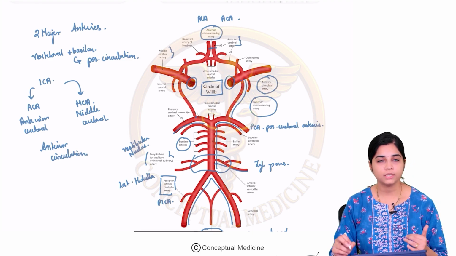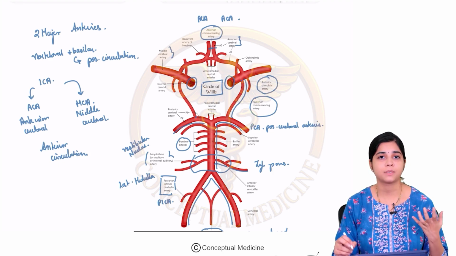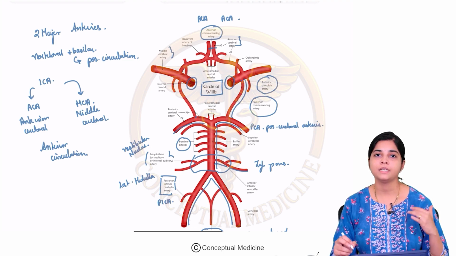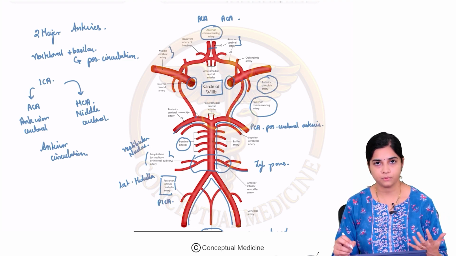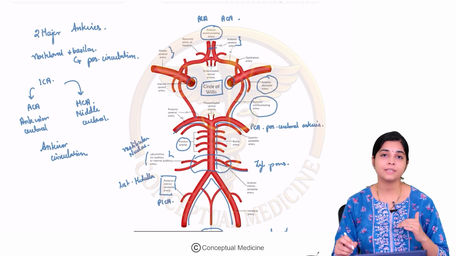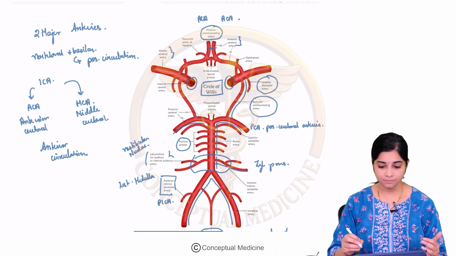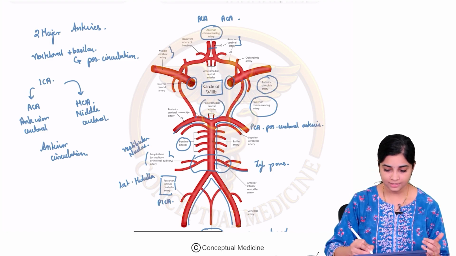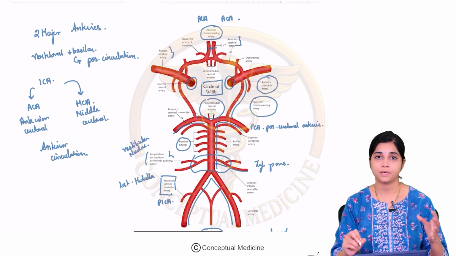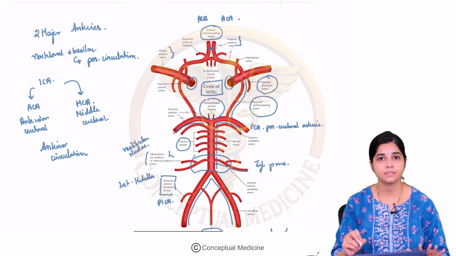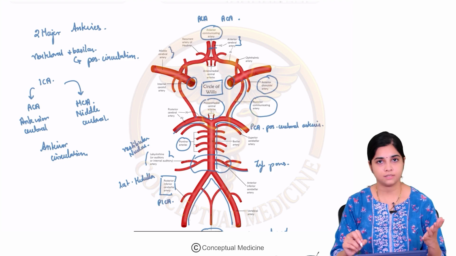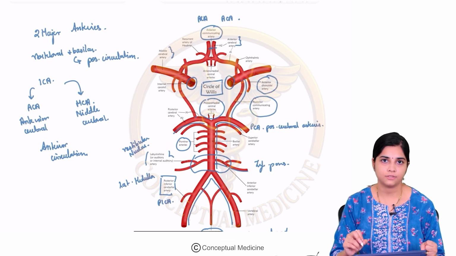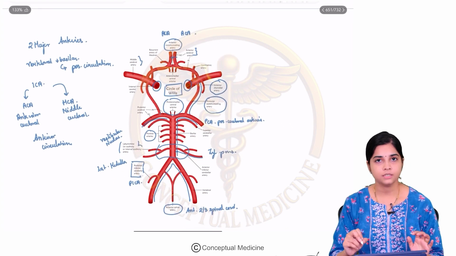So what does the ACA, MCA supply? The ACA, MCA are going to supply various parts of the brain, including the cortex. Where does it supply? How? That we will be looking at. So the pons, medulla, including parts of the brainstem, is supplied by the posterior circulation. The brainstem is right in the center here, right? The rest of the cortex is supplied by the anterior circulation. Okay, so clear till here.